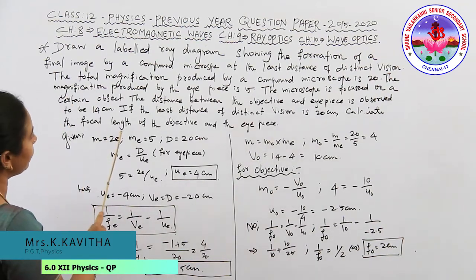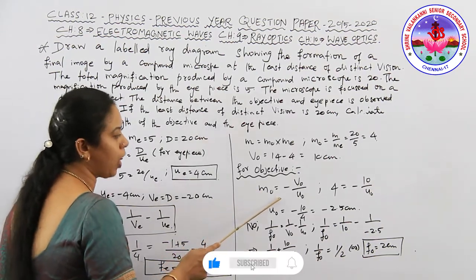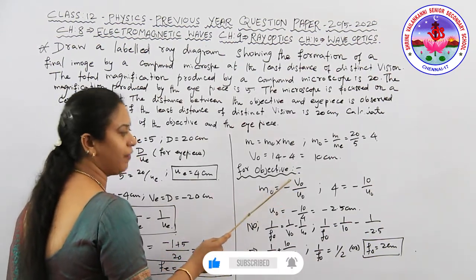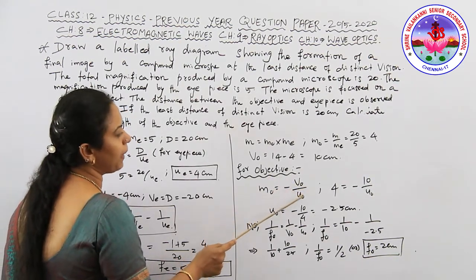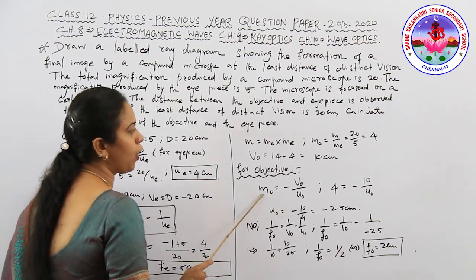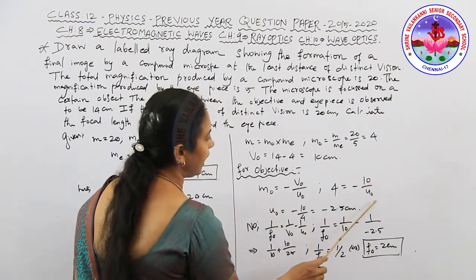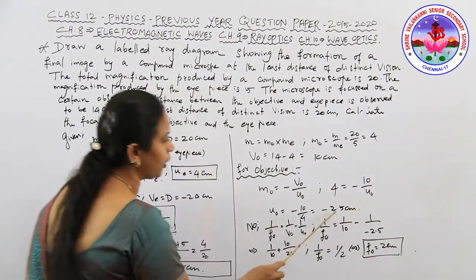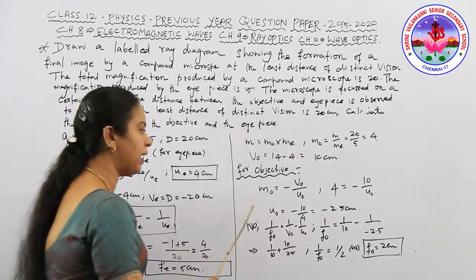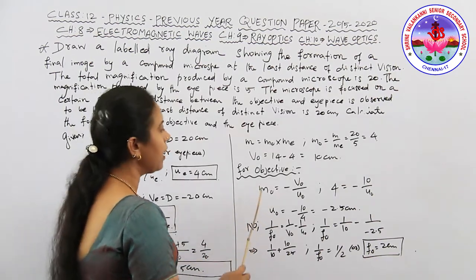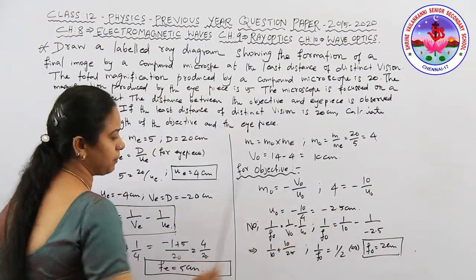The next part: we will get the focal length of the objective. The formula is M equal to V by U, and since we have taken the objective, it is minus VO by UO. We know the value of MO and VO, so by applying them we will get the UO value, which is equal to minus 2.5 centimeter. Here, children, you must recollect the formula to apply it, then you can easily get the value. So UO is equal to minus 2.5 centimeter, right?